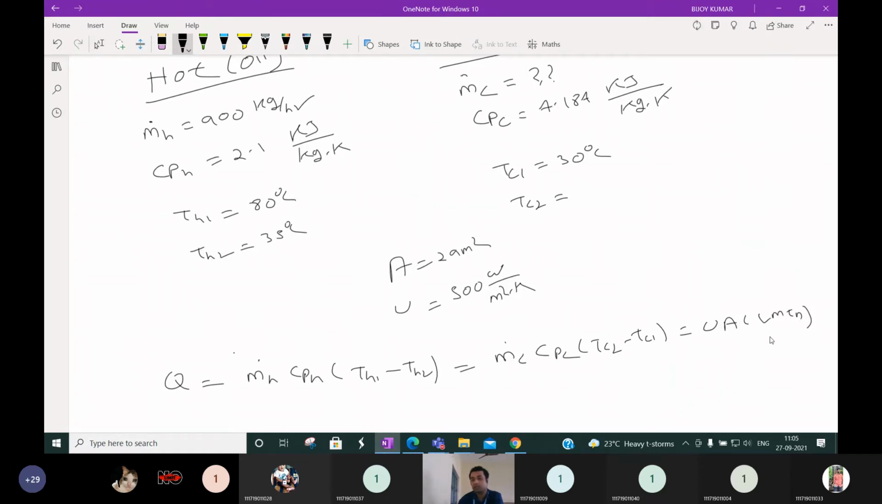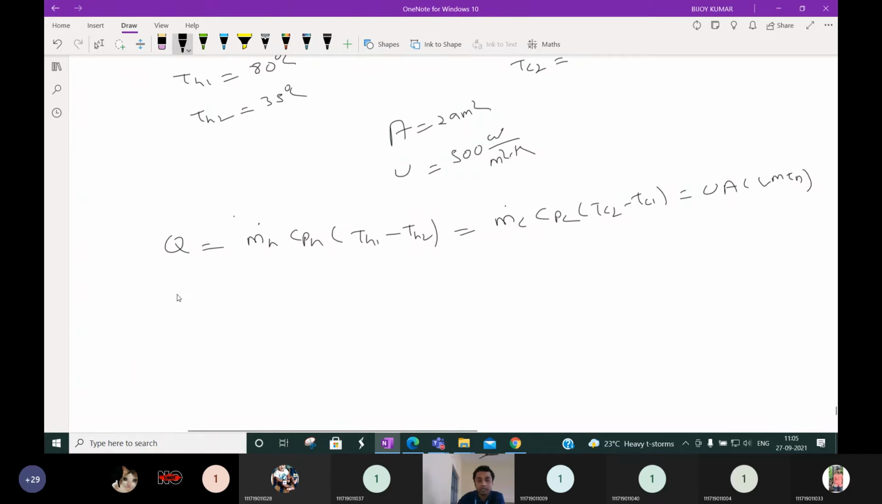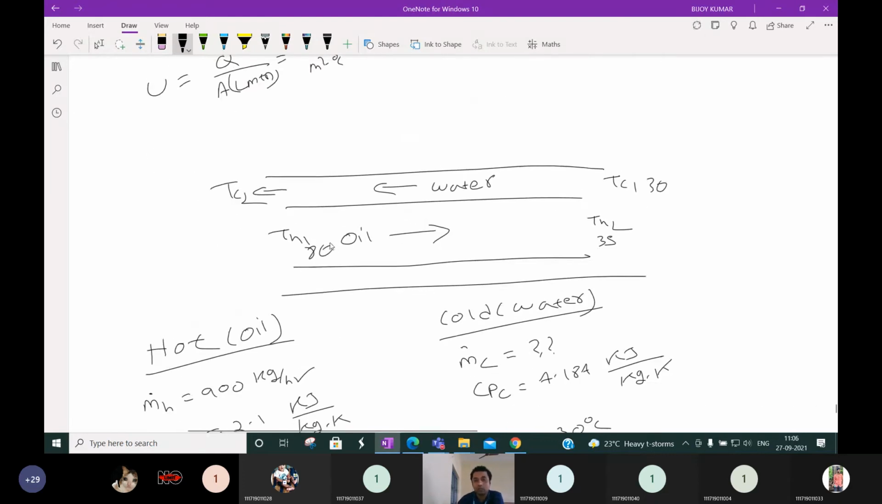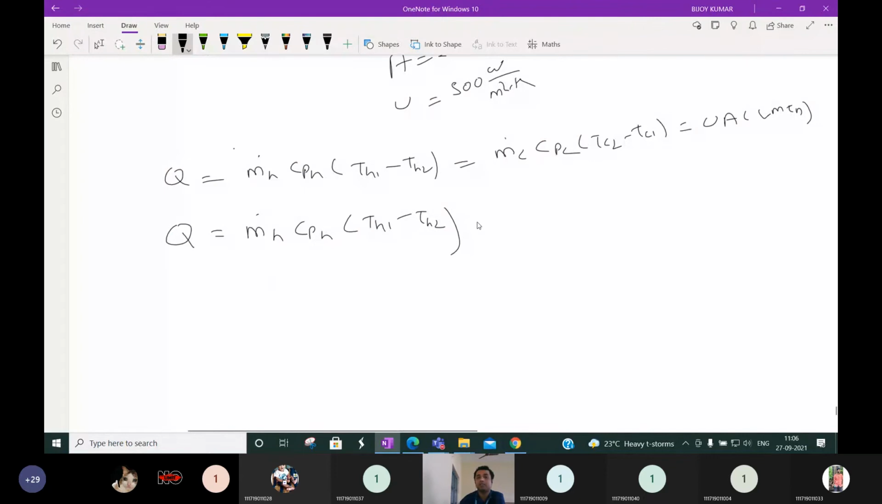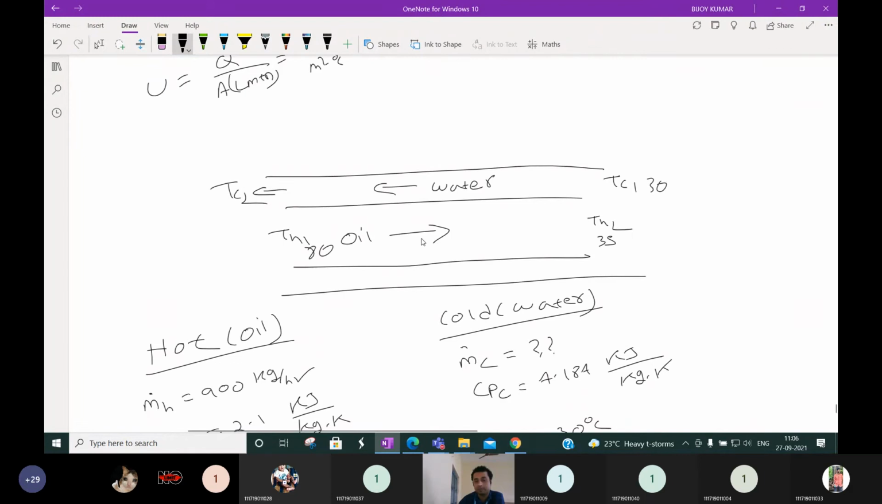LMTD. Okay, right? What is Q? Q is the amount of heat transfer. What is m dot h Cph (Th1 minus Th2)? This is how much heat is lost for traveling from temperature Th1 to Th2 for the oil. This is the mass flow rate of oil, Cp of oil, and this temperature difference, so this much heat of oil is lost. Then where does it go? It goes to water, and this is how much heat is gained by the water.